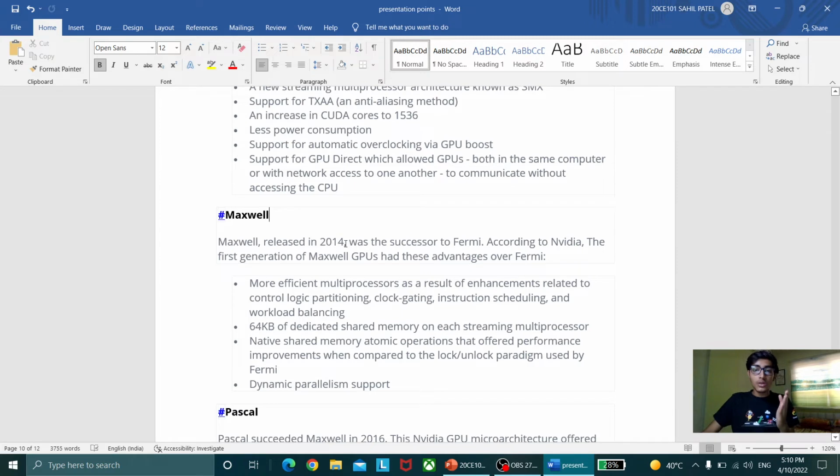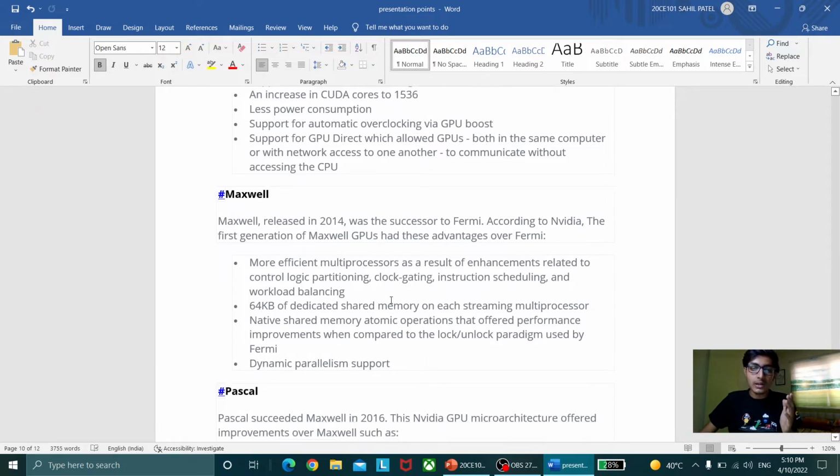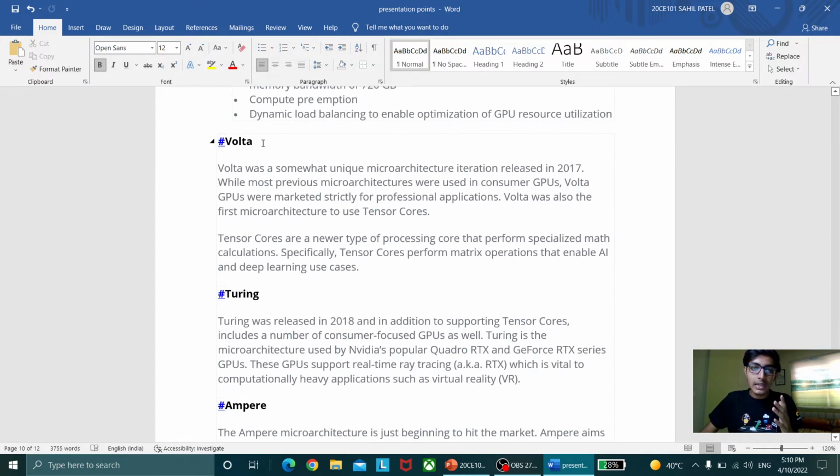Maxwell architecture was released in 2014, as a successor to Kepler. According to NVIDIA, the first generation Maxwell GPUs had these advantages: more efficiency, more dedicated shared memory, dynamic parallelism support, etc. Then came the Pascal architecture. Then came the Volta architecture. Then the Turing architecture, which was released in 2018, and which is the currently, worldwide used GPU processor in laptops like the 1650, the GTX series and RTX series, which shaped VR, virtual reality, computationally heavy applications.